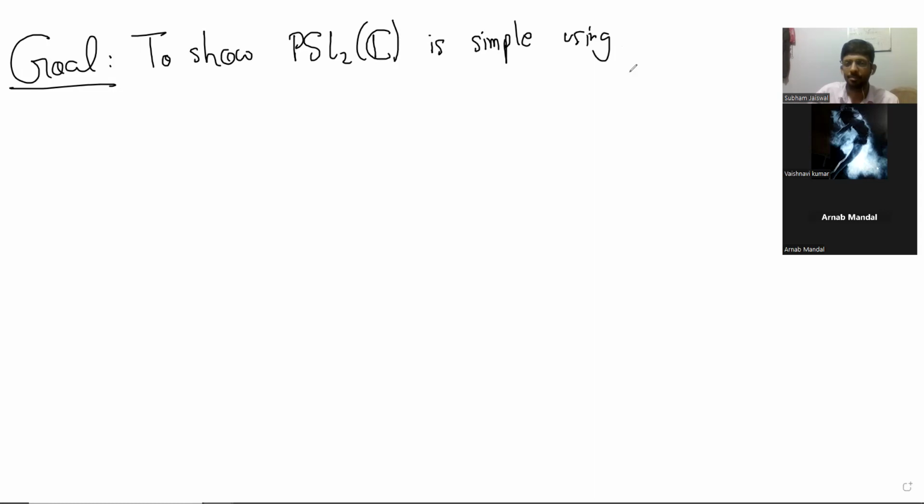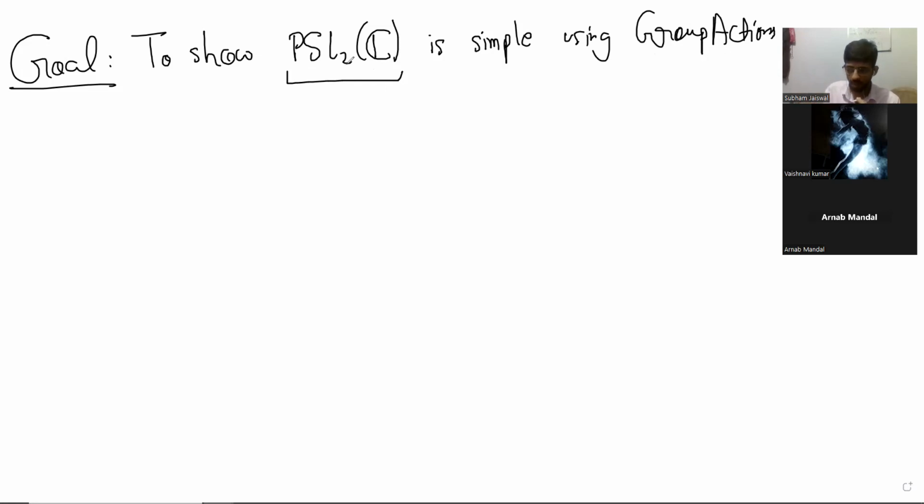Using group actions. So what we will do about group actions is that this will be a group. This is some kind of matrix group. I will tell you what it is. It's the projective special linear group. And you will make it act on some space.